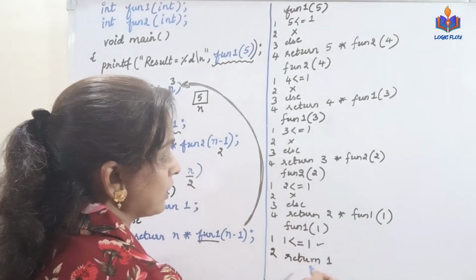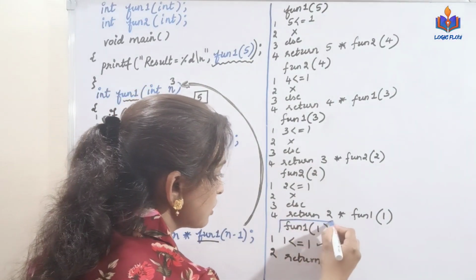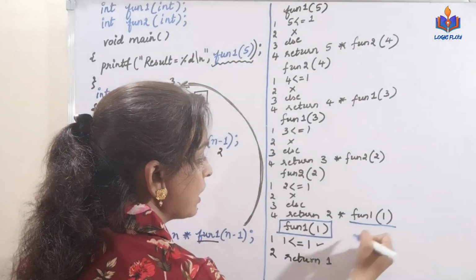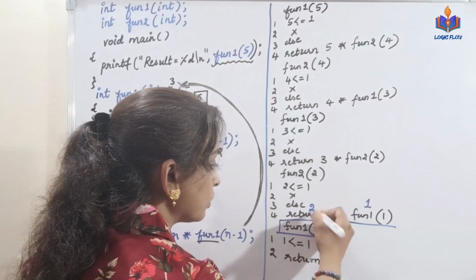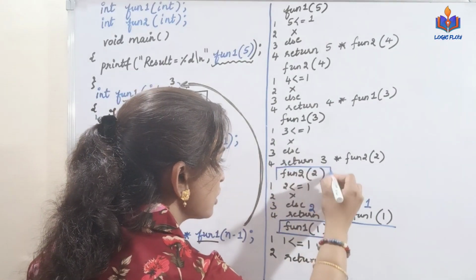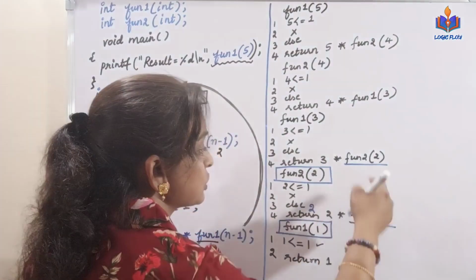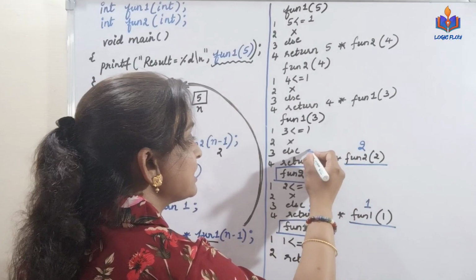So return 1 where? To the place where this function 1 was called. Backward here, function 1 returns 1. Return 2 into 1, which is 2, to the place where this function 2 of 2 was called. Function 2 of 2 here, it is 2 into 1, it is 2. Again 2 into 3, it is 6.